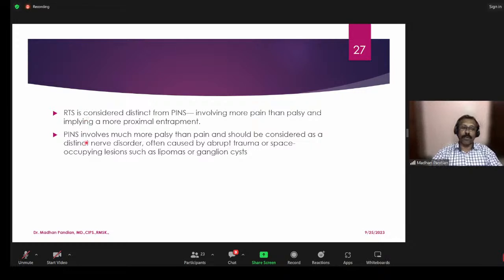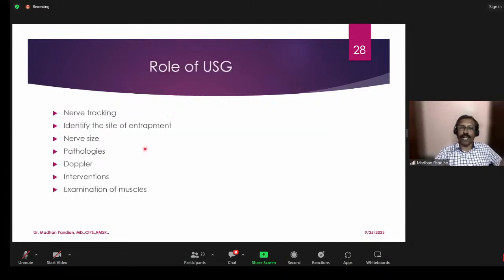The PINS, the posterior interosseous nerve syndrome, involves much more palsy than pain and should be considered a distinct nerve disorder, often caused by abrupt trauma or space-occupying lesions like a ganglion or a lipoma. So what is the role of ultrasound here? You could do proper nerve tracking, identify the site of entrapment. You could see the nerve size and compare it with the opposite side.